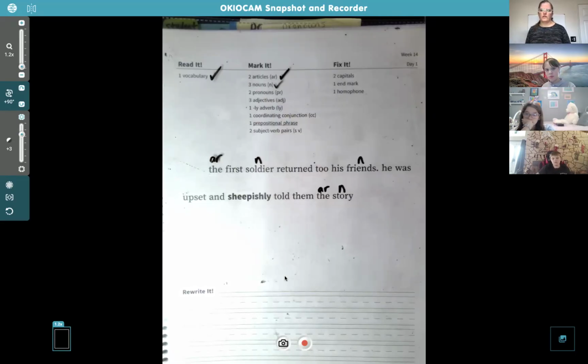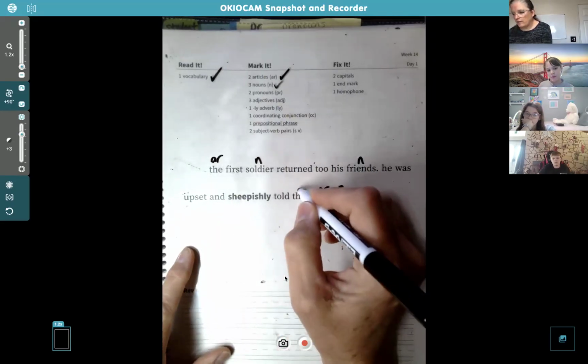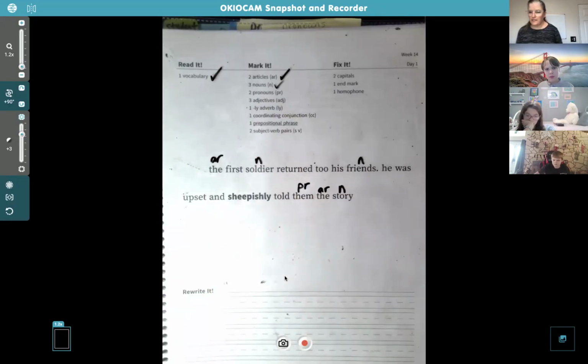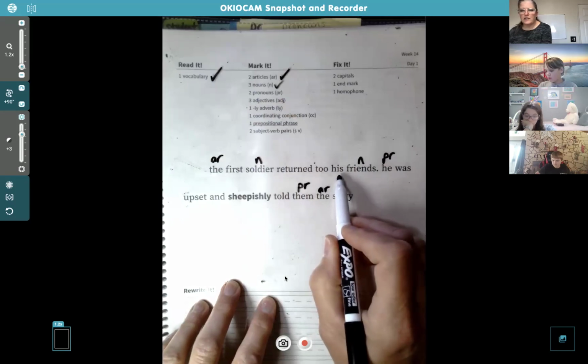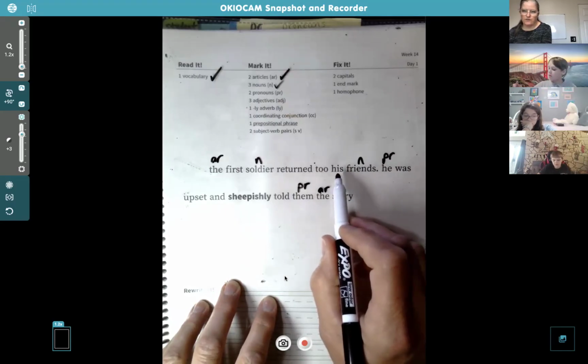Okay. Good question though. I already marked it in my book. It's "them" and "his." Okay, "them" is correct, but it's not "his," even though I know sometimes "his" is a pronoun. The reason why it's not "his" is because that's telling which friends. His friends, so that's actually an adjective.